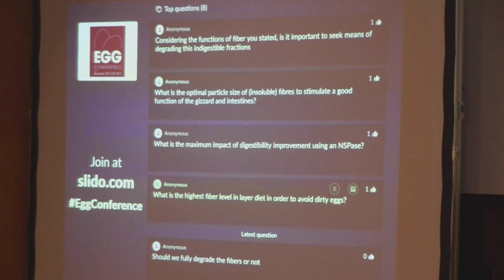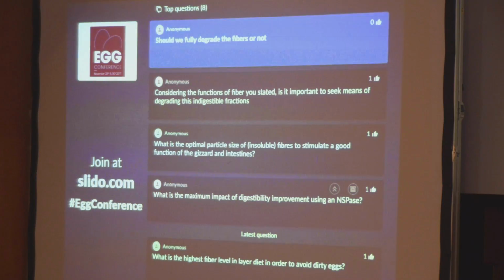No, should we fully degrade the fibers or not? I think that was the two related questions. That's a very theoretical question, because I don't think you can ever come to a point where you fully degrade the fibers. Not the way we handle it here.